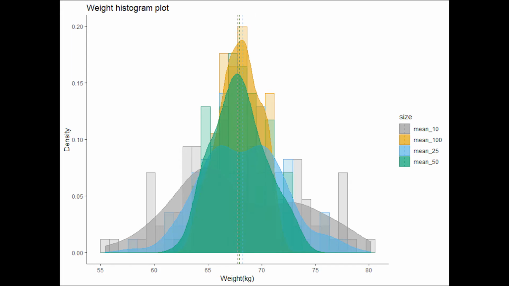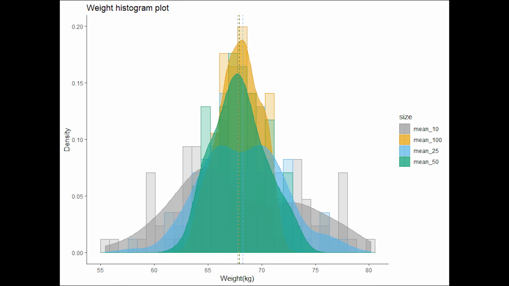If you do this repeatedly with, say, samples of 10, 25, 50, and 100, you can then plot histograms. In this case, I've converted it to density rather than the count, so it's the proportion of observations, or actually means, that are at a certain weight. And I've overlaid a density plot so that it smooths out and shows the distribution of these means as you change sample sizes.